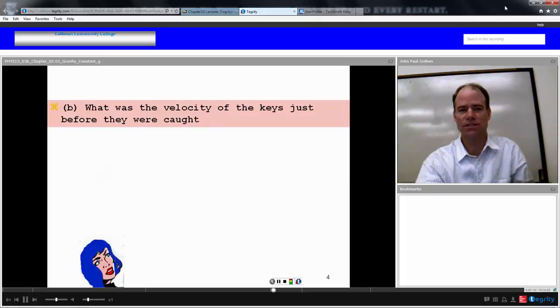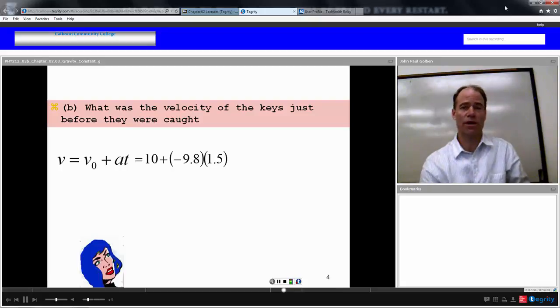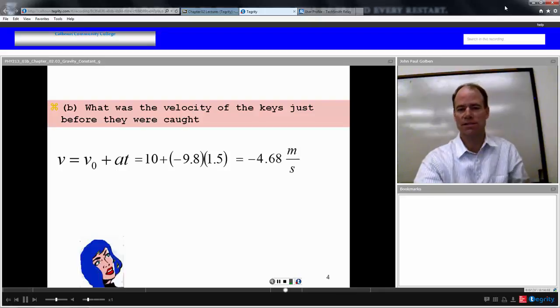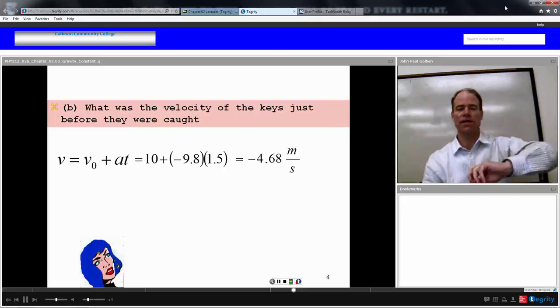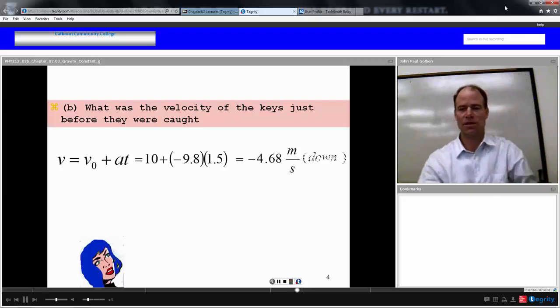What's the velocity of the keys just before they were caught? Well, we can use kinematic equation number 1 to figure this out. Our final velocity is our initial velocity plus the acceleration times time. Our initial velocity is 10. The acceleration is a negative 9.8, and our time is 1.5 seconds. So this is going to be 10 minus 14.7, so we get a negative 4.68 meters per second. The negative sign for our final velocity means it's on its way down in a negative direction. So it actually went up, reached the apex, and started on its way down.